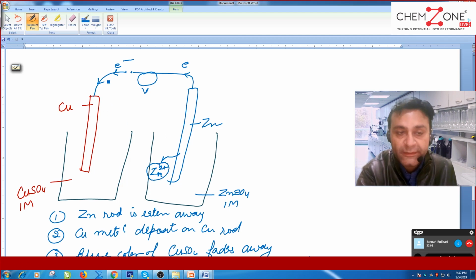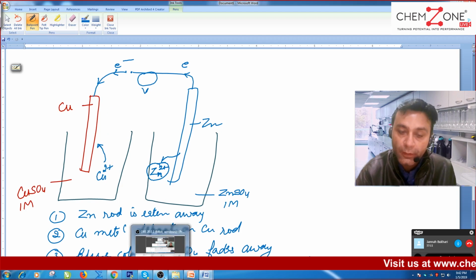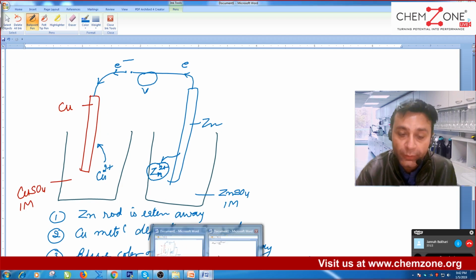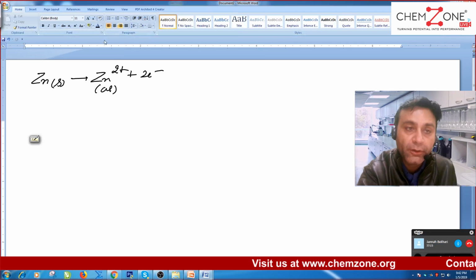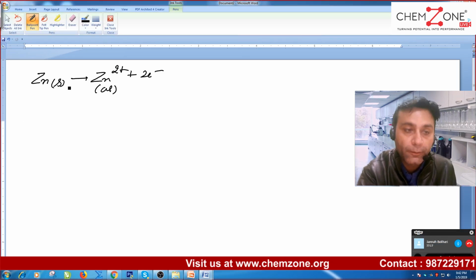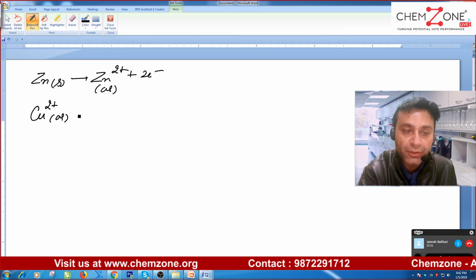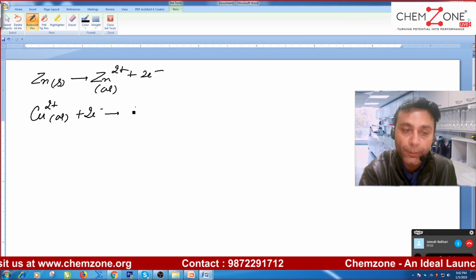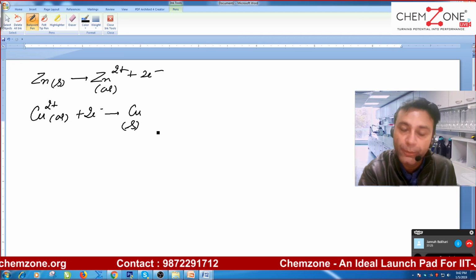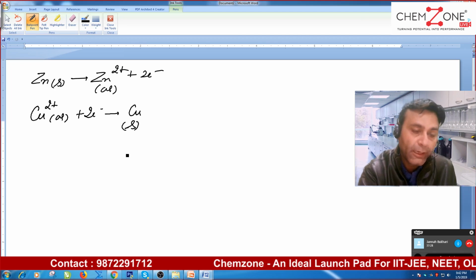Now when these electrons come onto this copper rod, the copper ions get attracted to gain electrons. As they come closer to gain electrons, the copper ions which are in the aqueous solution gain electrons, become copper metal, and get deposited on the copper rod. Am I clear?